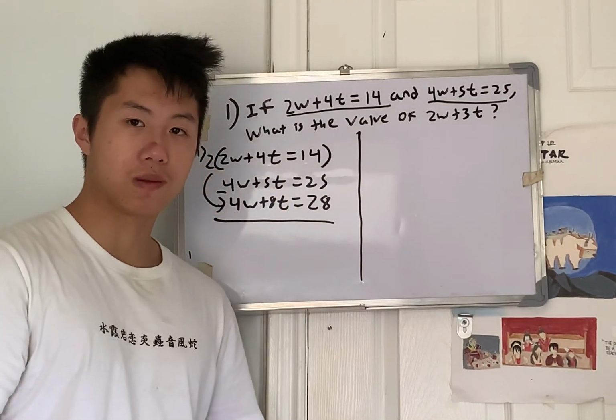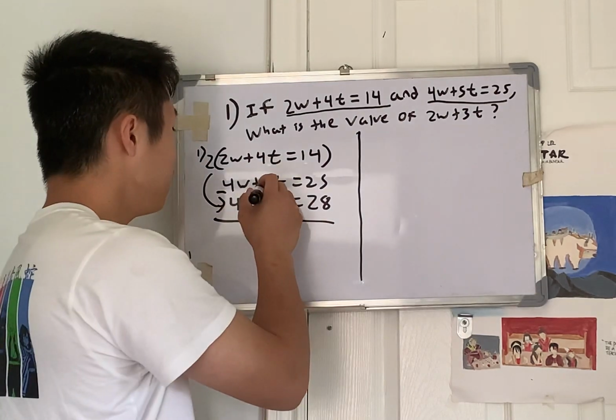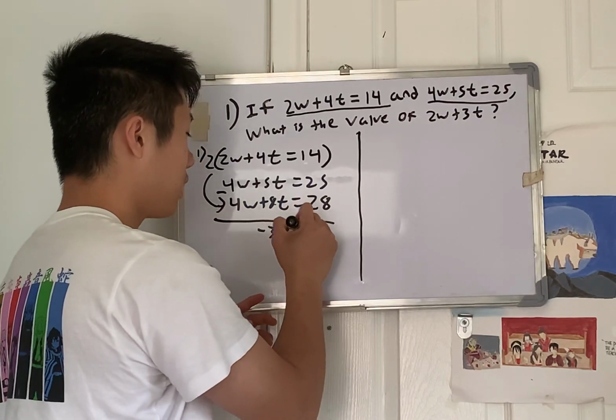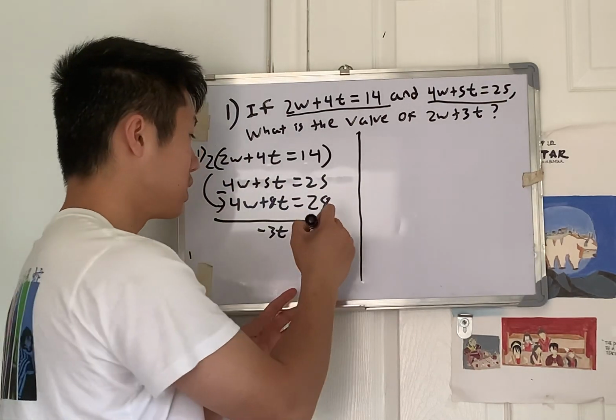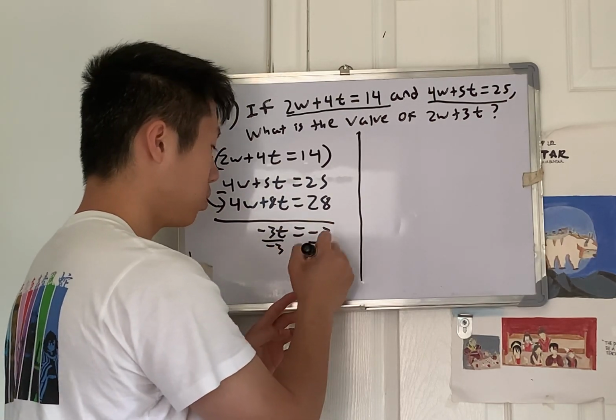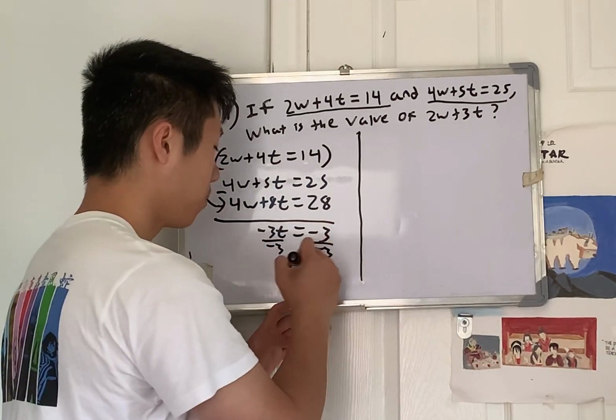4w minus 4w gives me what? That's going to give me 0. And then 5t minus 8t is going to give me negative 3t. And then that's all equal to 25 minus 28, which is negative 3. I divide both sides by negative 3. I get t is equal to negative 3 over negative 3, which is equal to positive 1.